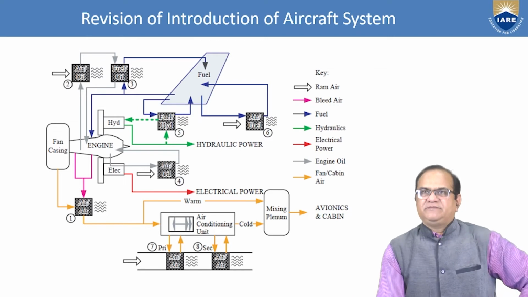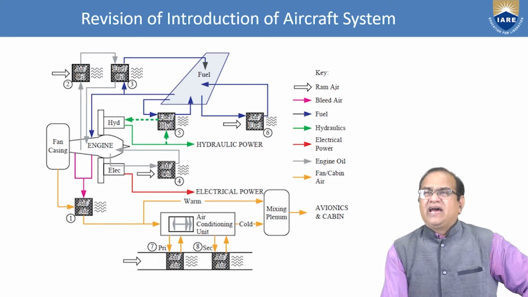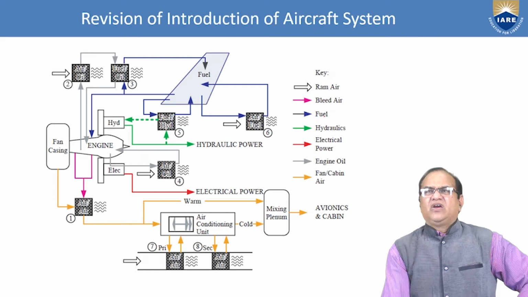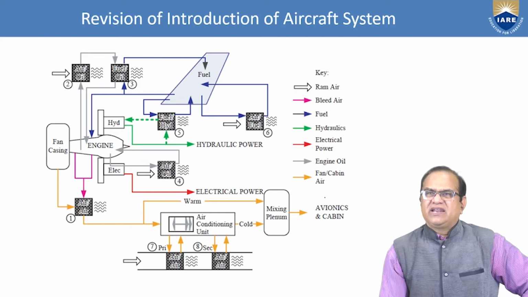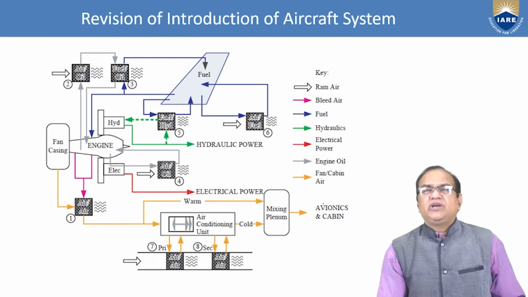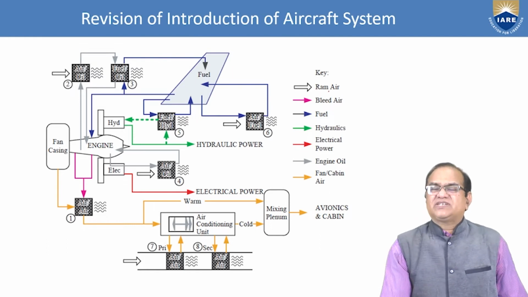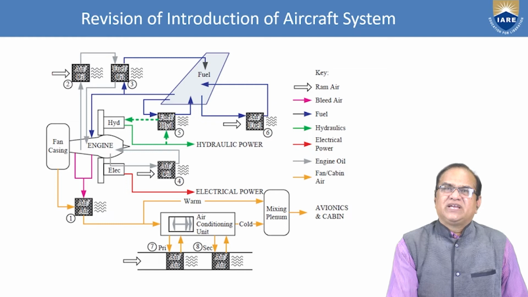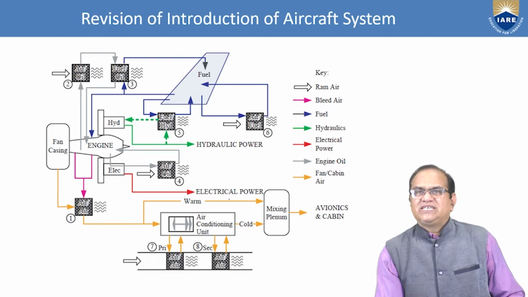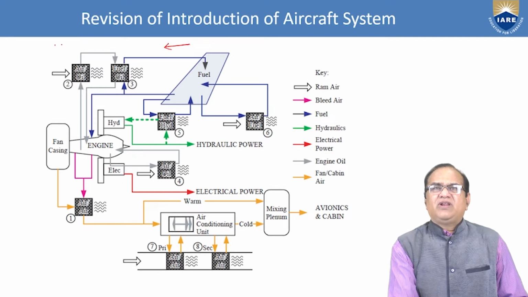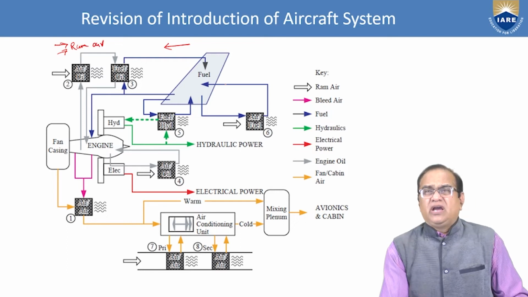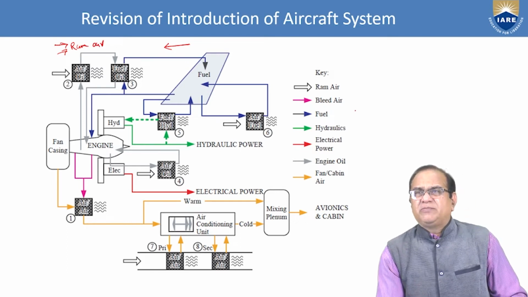Now you can see here that we have ram air, bleed air, fuel, hydraulics, electrical power, engine oil, fan, cabin air, avionics. I will start with the ram air. First one is the ram air. You can see here, this is the ram air. The aircraft is flying in this direction, so your ram air will move in this direction.